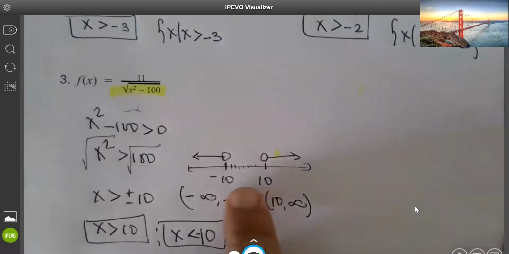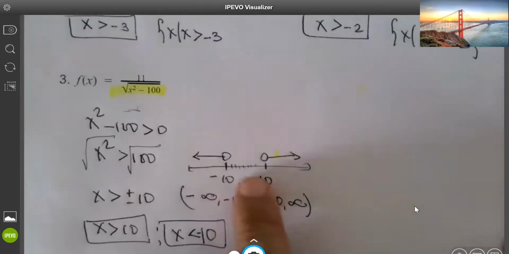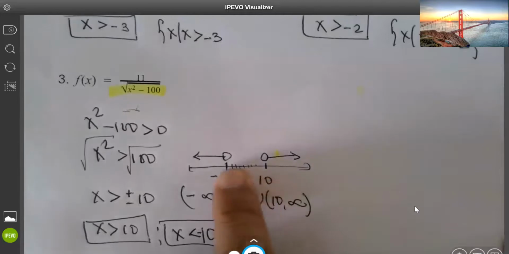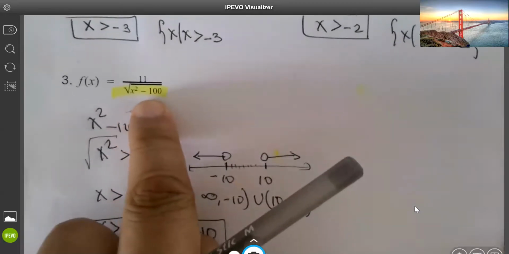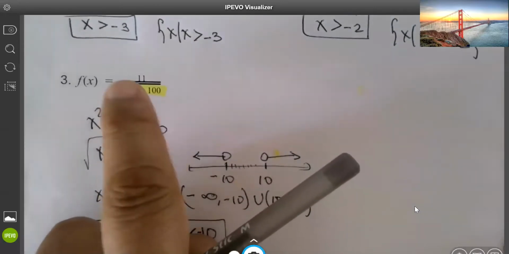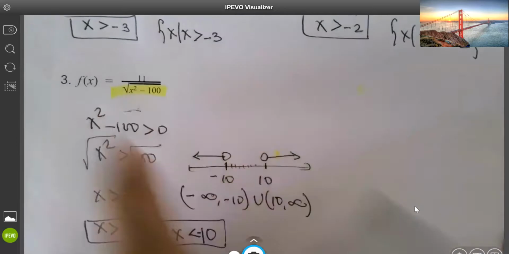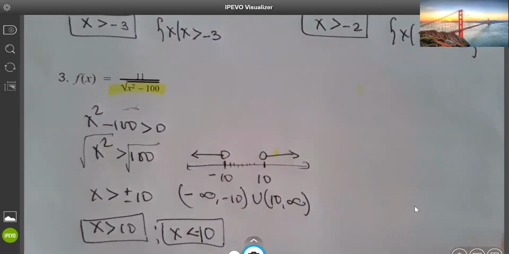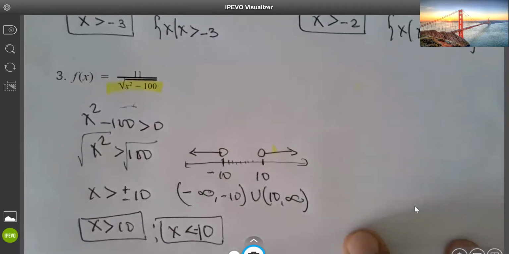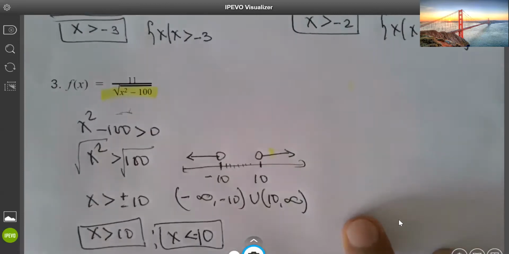Okay, what about if the number is in between? Okay, we said a while ago, these numbers are not included. Let's say 0. 0 raised to 2 minus 100 is negative. It cannot be negative because that is a square root. And it cannot be 0 because it is a fraction. Okay? That is how you will identify the domain of a function.